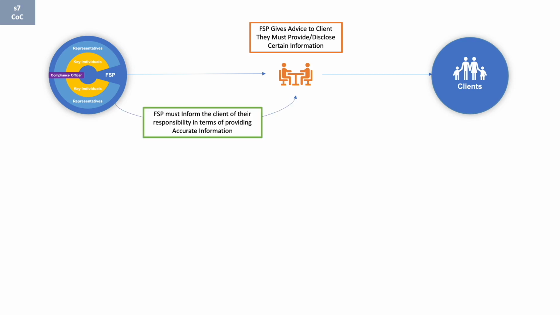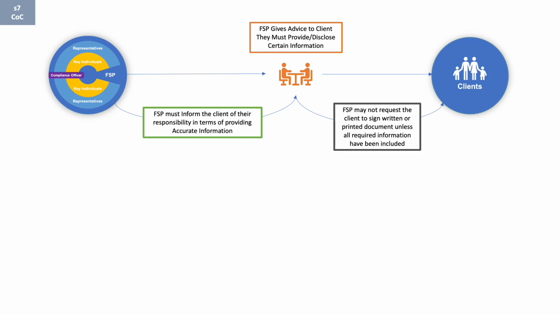The FSP must inform the client of their responsibility in terms of providing accurate information. It is important to remember that the client provides the FSP with certain information in order for the FSP to provide and/or render a financial service. Therefore, it is important that the information received from the client is accurate as well. Otherwise, the FSP cannot give the correct advice or financial service.